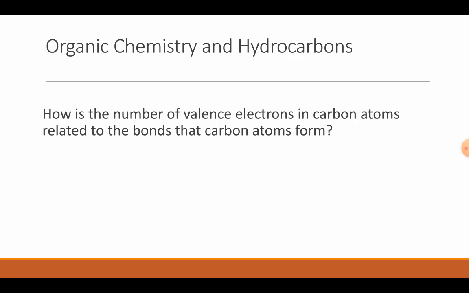How is the number of valence electrons in a carbon atom related to the bonds that carbon atoms form? We talked last session about carbon. I told you that carbon has 4 valence electrons: 1, 2, 3, 4. Right? So these 4 are supposed to be 8 to be complete. Now they will make 4 covalent bonds with 4 hydrogen atoms. So we'll share with hydrogen, share with hydrogen. All of us know that hydrogen has only 1 electron, right?